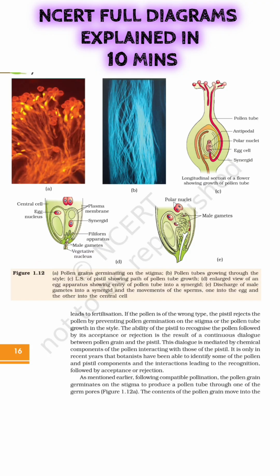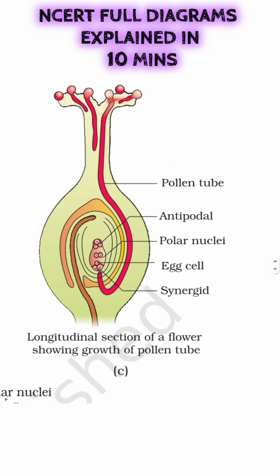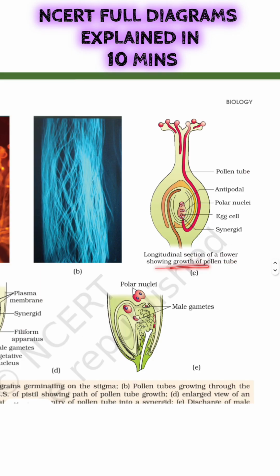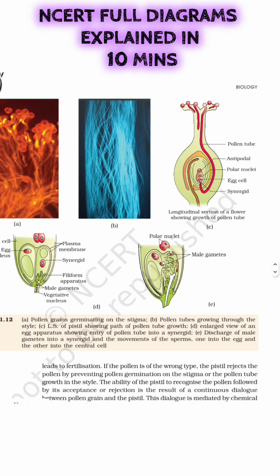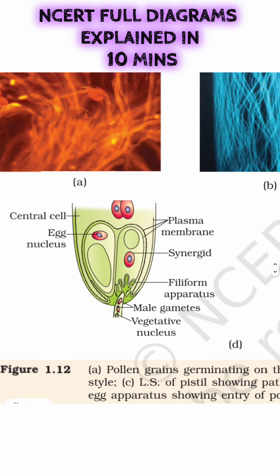Now this is figure 1.12. Pollen grains germinating on the stigma is shown in figure A, and pollen tubes growing through the style is shown in B. The LS of pistil showing the path of pollen tube growth is shown in C. So in C you can see the pollen tube, the antipodal cells, the polar nuclei, the two of them, then the egg cell, the synergid, and how the pollen tube is entering, right? So that's longitudinal section of a flower showing the growth of pollen tube. Okay, and now we have D. D is the one which shows an enlarged view of egg apparatus showing the entry of pollen tube into a synergid.